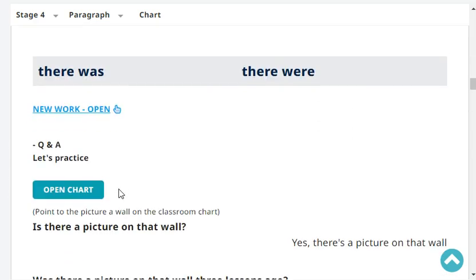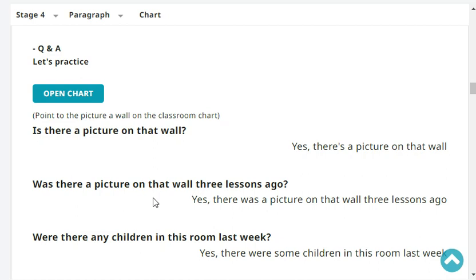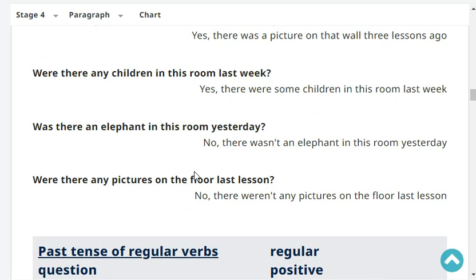Very good. Okay, next. Is there a picture on that wall? Yes, there's a picture on that wall. Was there a picture on that wall 3 lessons ago? Yes, there was a picture on that wall 3 lessons ago. Were there any children in this room last week? Yes, there were some children in this room last week.